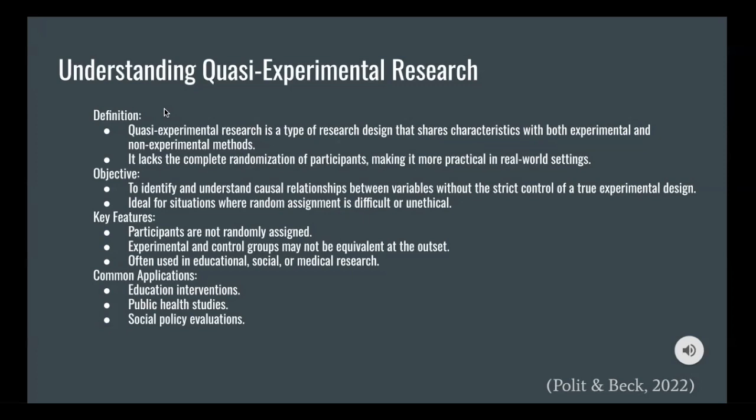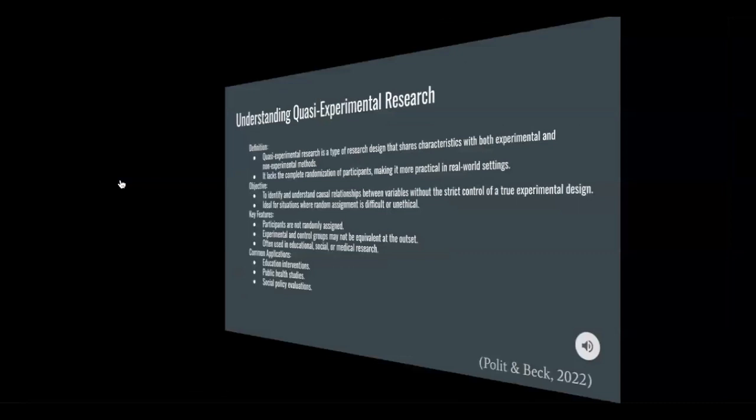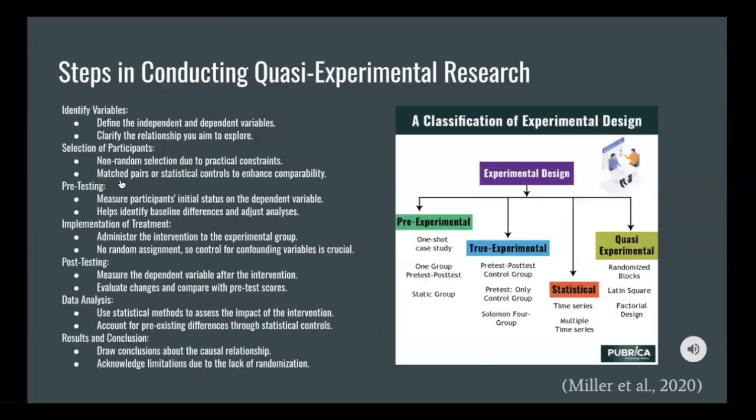Our focus today will be on a specific quasi-experimental study. So let's dive into the intricate steps involved in this research method and how they unfold in the study. Now let's take a closer look at the systematic steps involved in conducting quasi-experimental research. Our journey begins with the identification of variables and the definition of the relationships we aim to explore.